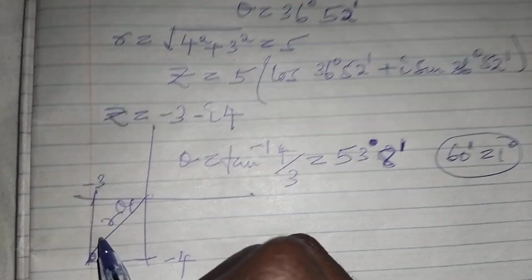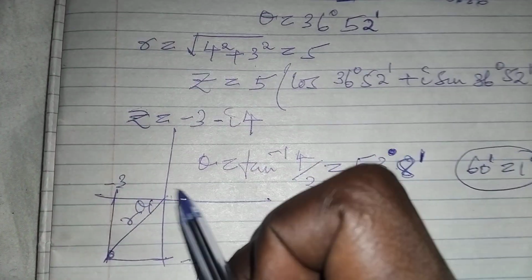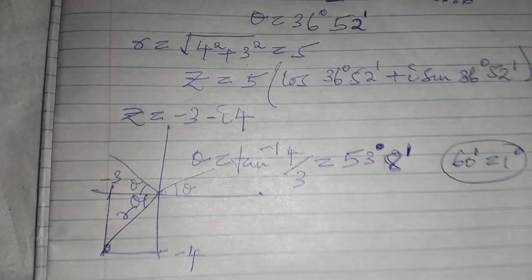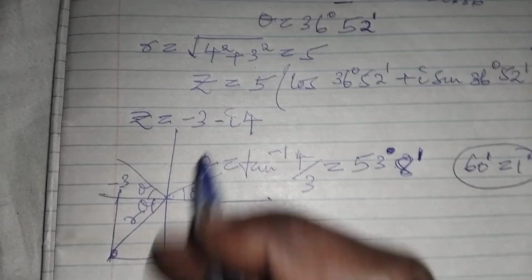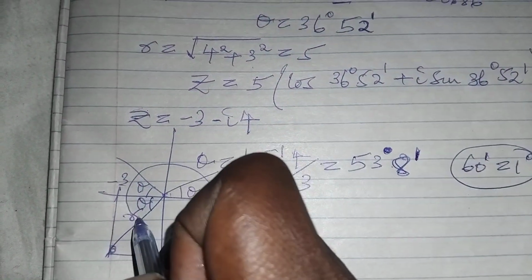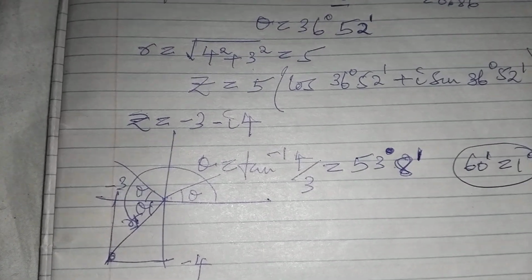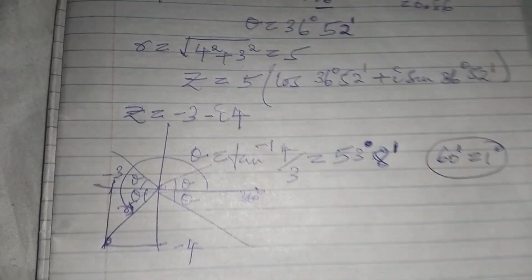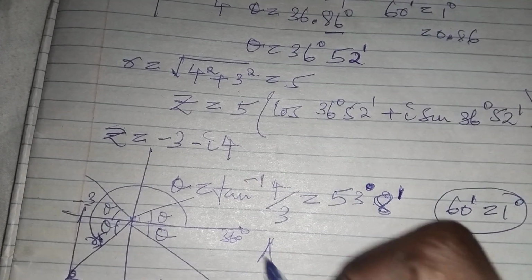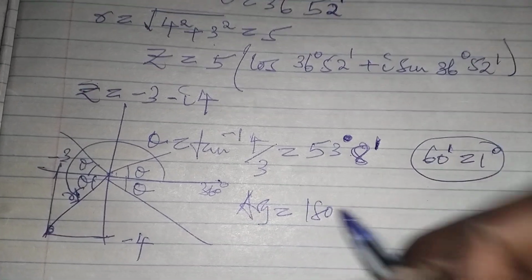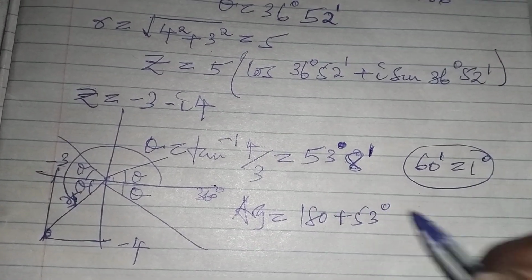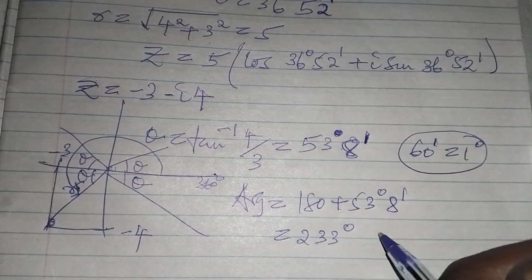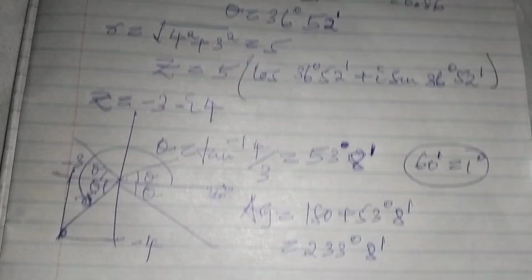Since this one is in the third quadrant: for the first quadrant, usually the angle is theta. For the second quadrant, we subtract theta from 180. For the third quadrant, since you are reading the angle from here, you add that angle to 180. If it is in the fourth quadrant, we usually subtract the angle from 360. So for our case, the argument will be 180 plus 53 degrees 8 minutes, so we'll have 233 degrees 8 minutes.